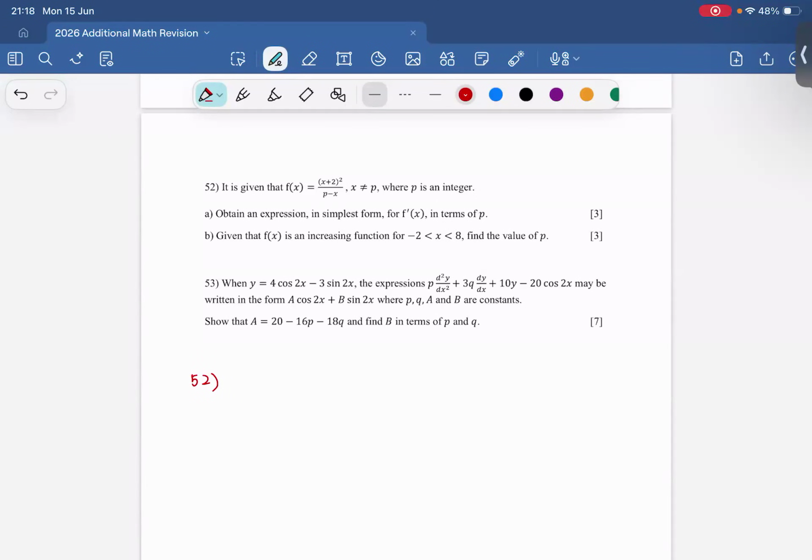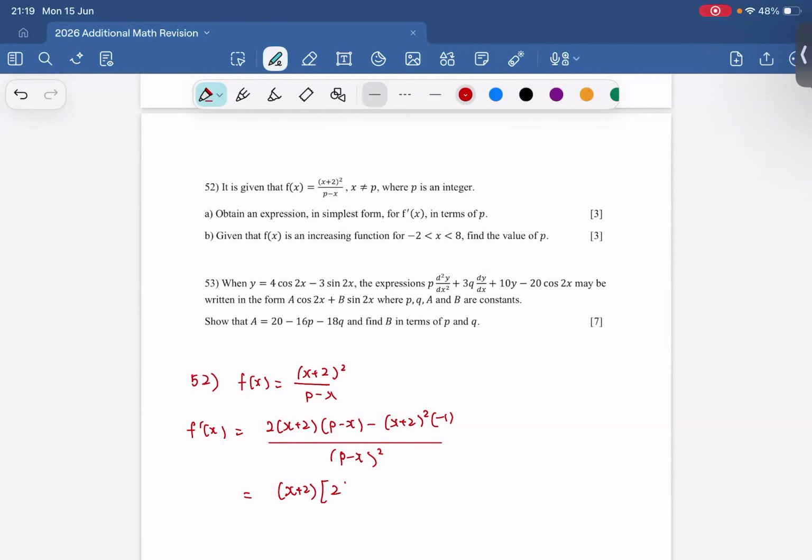It is given that f(x) is this, obtain an expression of f'(x) in terms of p. So again, we have to apply our quotient rule. To differentiate the numerator, we need to apply the chain rule. Power bring down, power minus 1, differentiate inside. Copy down the denominator. Differentiate the denominator. Okay, next do your factorization. Take out x plus 2. So this will become 2p minus x plus x plus 2.